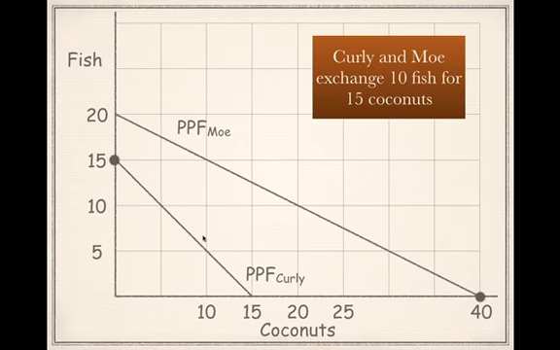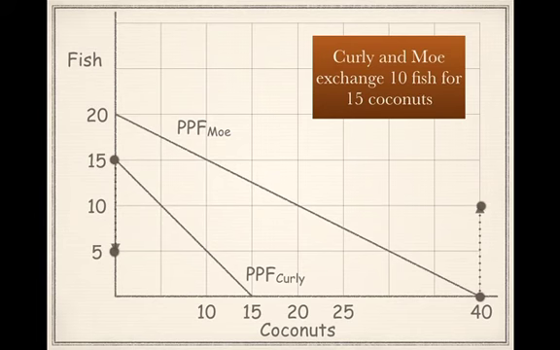So we can see here I've drawn a different PPF for Mo and Curly, and you can see that they are not parallel to one another. They have different slopes. So we're going to continue with Curly producing the fish and Mo specializing in coconut production. And we're going to assume that Curly and Mo are going to exchange 10 fish for 15 coconuts.